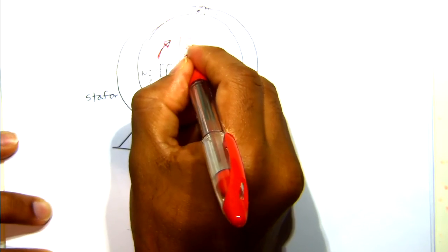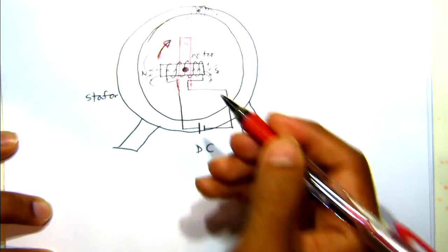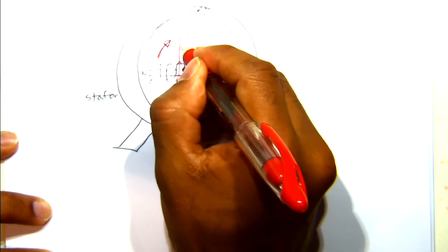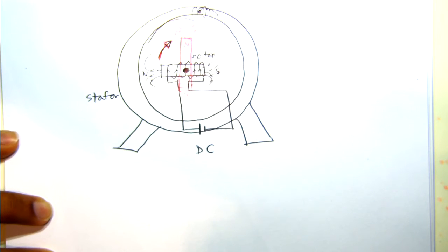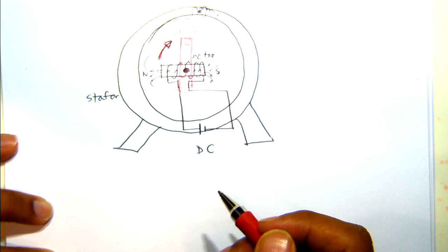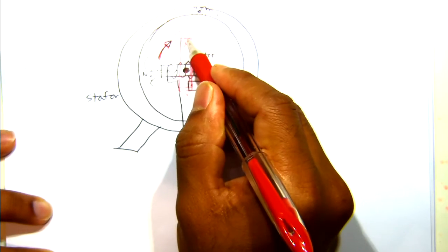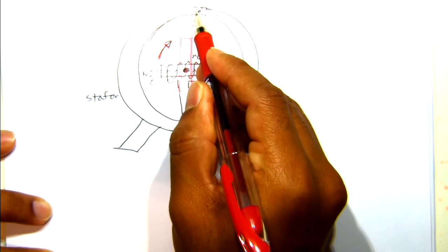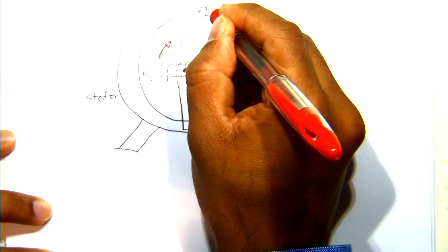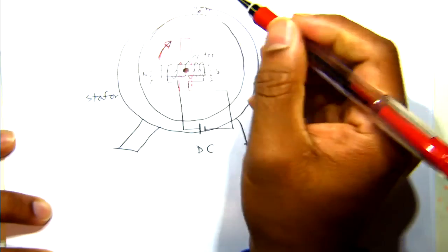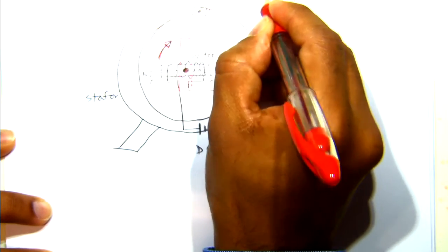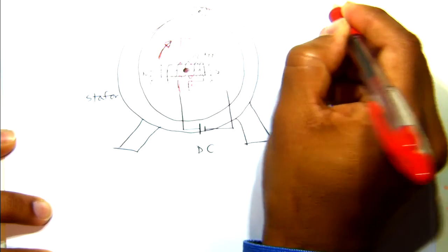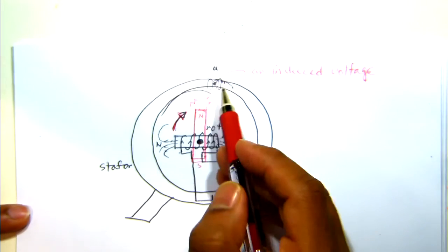If it is like this, then my north pole is here and south pole is here, and my magnetic flux is going through this way. So what is happening from this operation is that I have a magnetic field which is crossing a bunch of conductors. So due to this magnetic field, magnetic flux, there will be an induced voltage. There will be an induced voltage in these conductors.